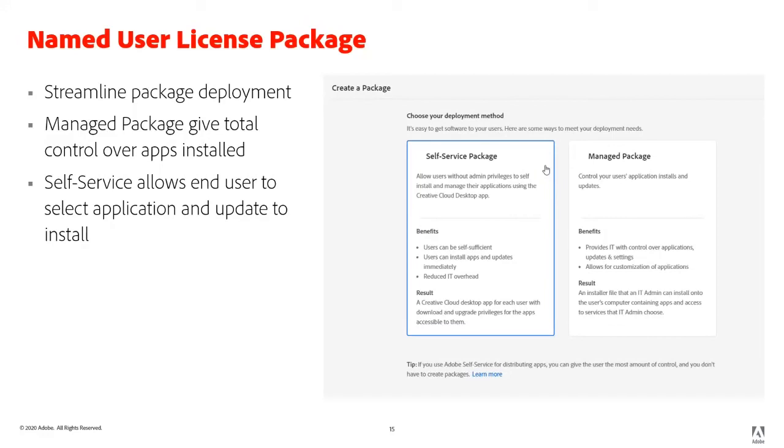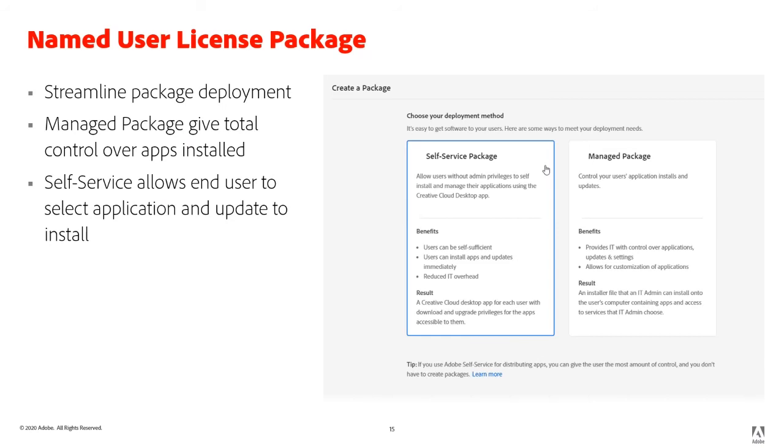A couple of things when you're building packages from a deployment piece. When you've got a named user package, you get two options. You can install a self-service package or a managed package. A self-service package might be when you've got teachers with laptops with small SSDs, or you've got administration staff in the office that probably only want maybe one or two apps.